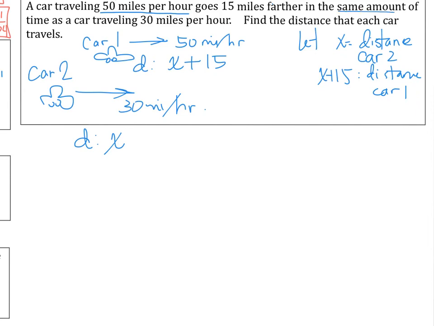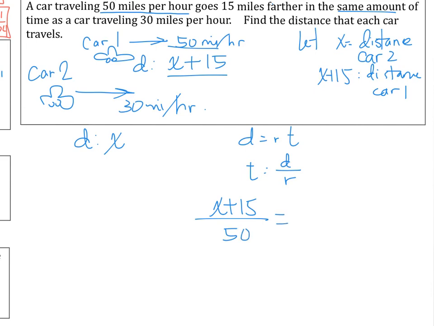Now, they take the same amount of time. So I'm going to use d equals rt and rewrite it as t equals d over r. So for car 1, distance x plus 15, I can put that over 50 miles per hour. And for car 2, I could take x and put it over 30 miles per hour. Okay, and this equals t. Time is the same.